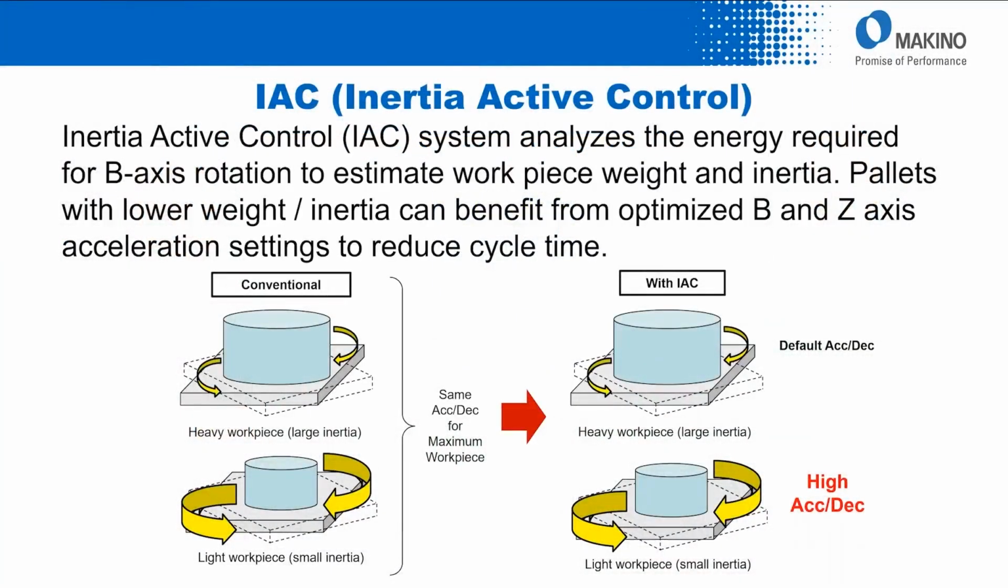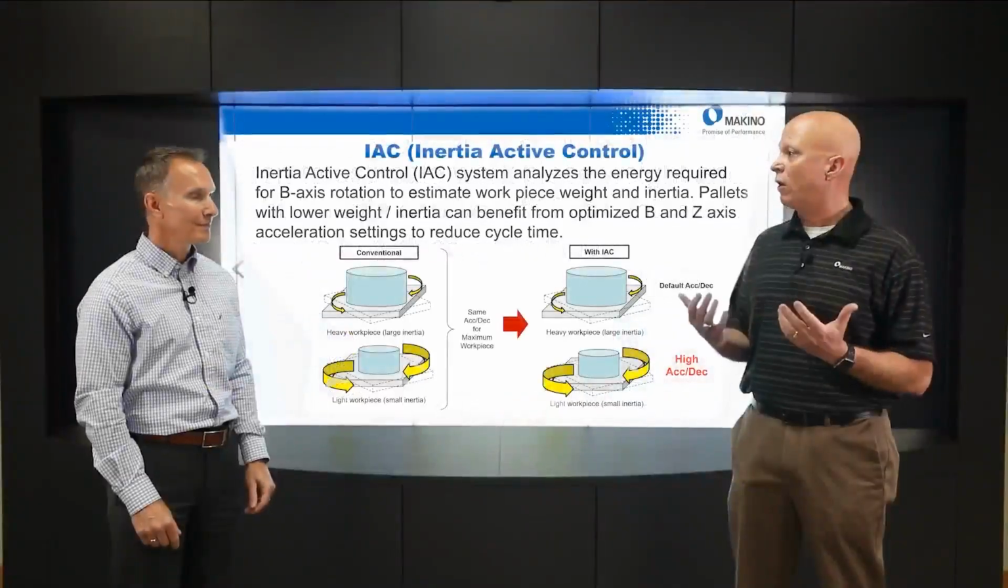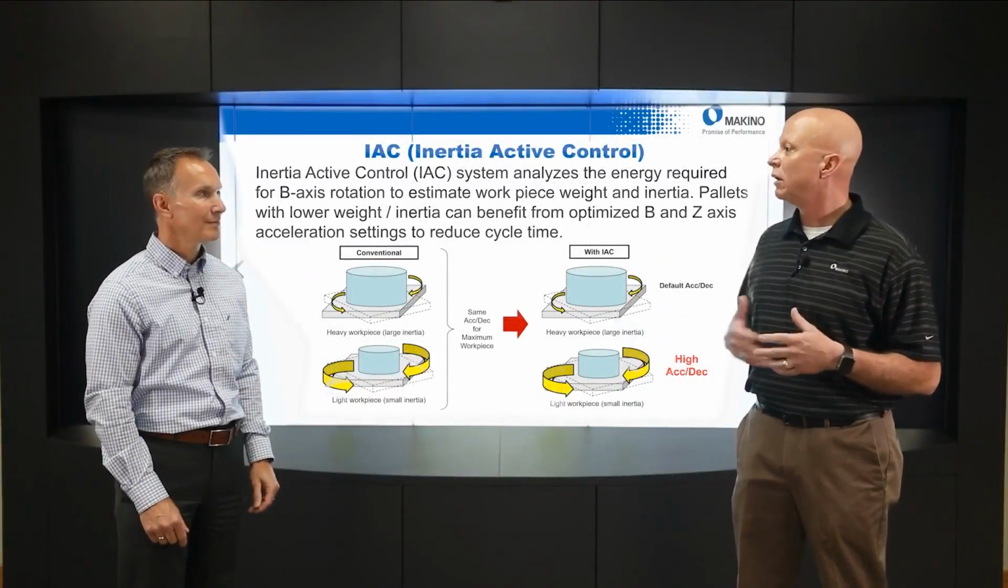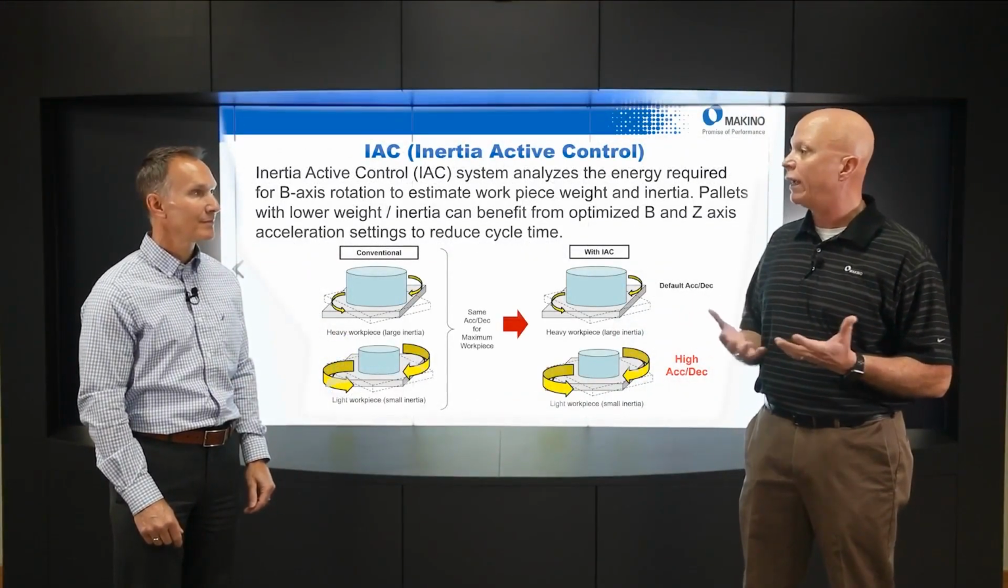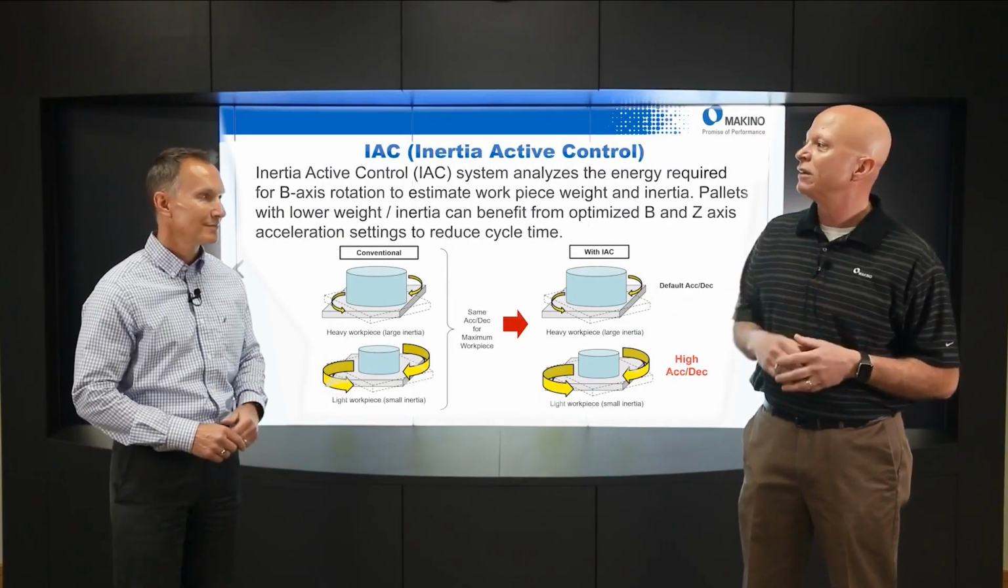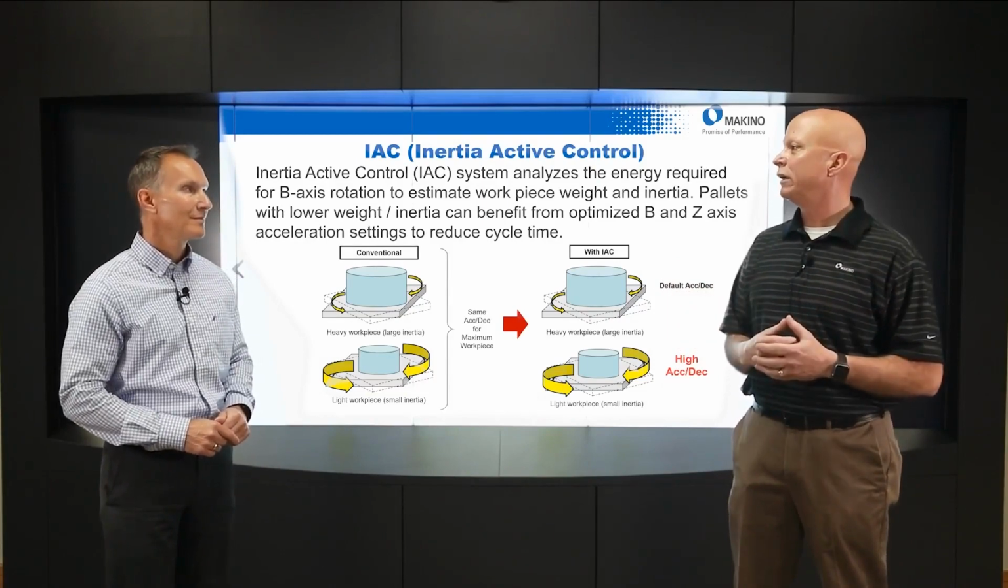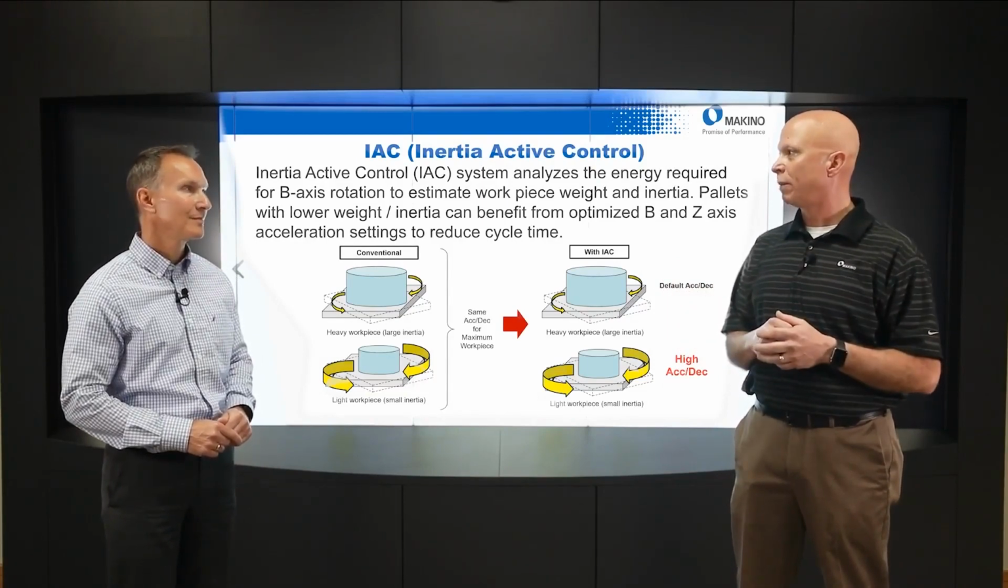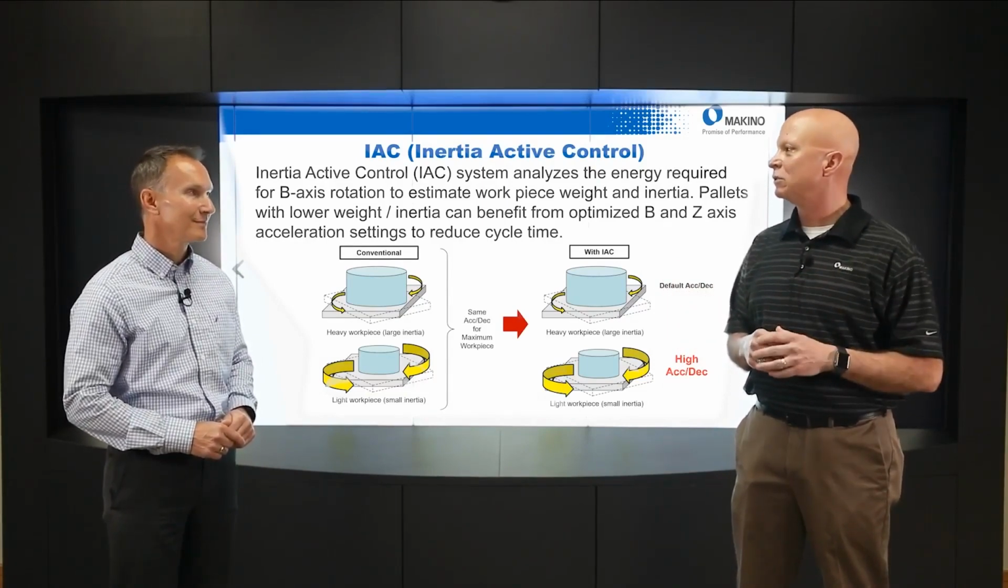Inertia Active Control is a feature that estimates the weight and inertia that you have on your pallet to optimize the acceleration and deceleration parameters. So the Makino machines, when they come in, they default to the heaviest rating setting for IAC. And that's for a safety reason. Because if you don't use it, then you're still safely operating the machine, assuming you got the heaviest pallet, but you're not realizing those savings.